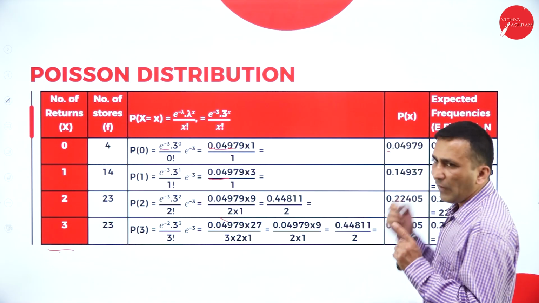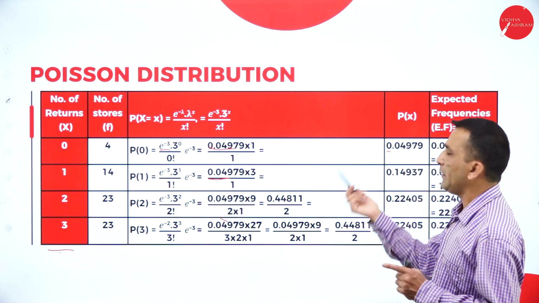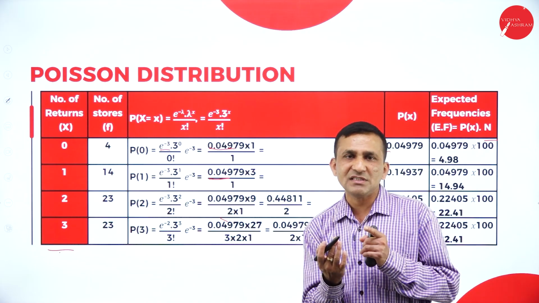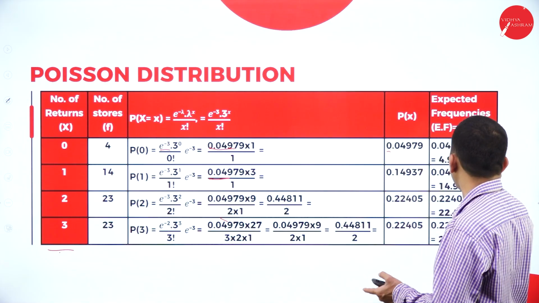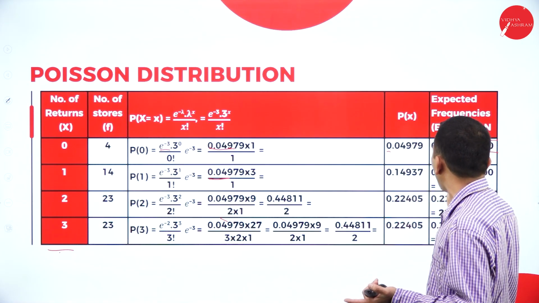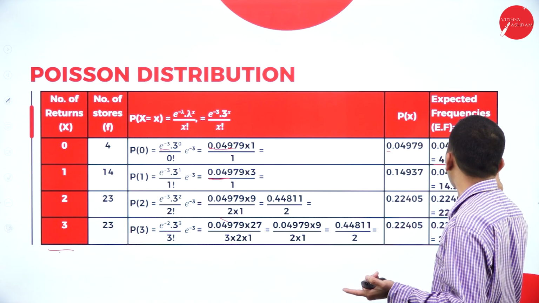Okay, so to find the expected frequency, we need to multiply by the capital N. N is nothing but the observation frequency total, whatever is given in the question. In this case 100, if you multiply, we are getting 4.98. Written as an approximate whole number, we can write 5.